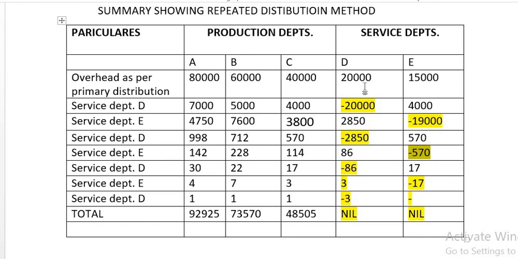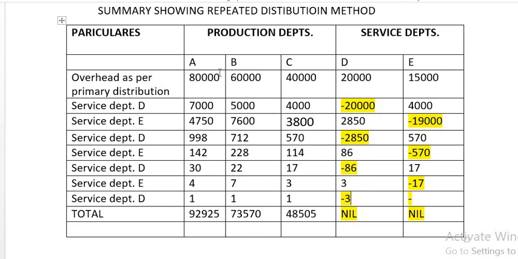Now we close service department D and begin service department E, 17. This 17 is reapportioned to all three production departments and the other service department as per the given percentages: 4, 7, 3, 3. Then we again start service department D, 3, which we reapportion to all three production departments: 1, 2, 3. So now service department D is nil and service department E is nil.